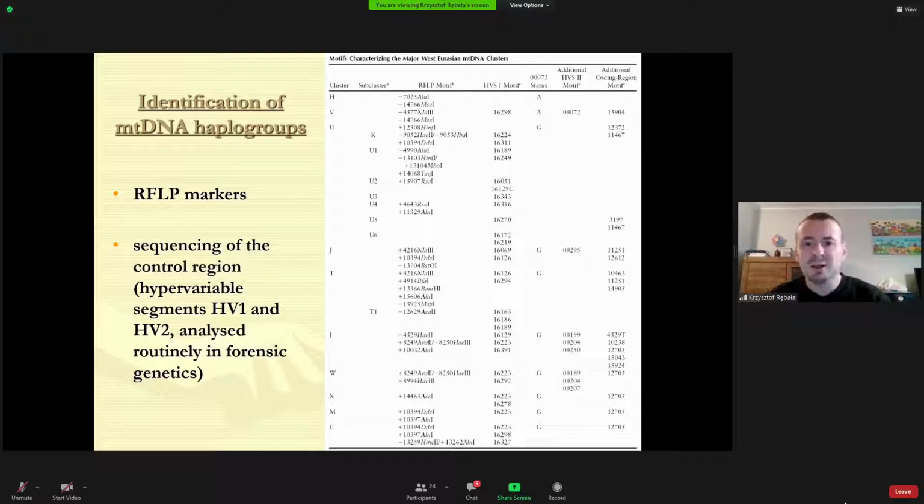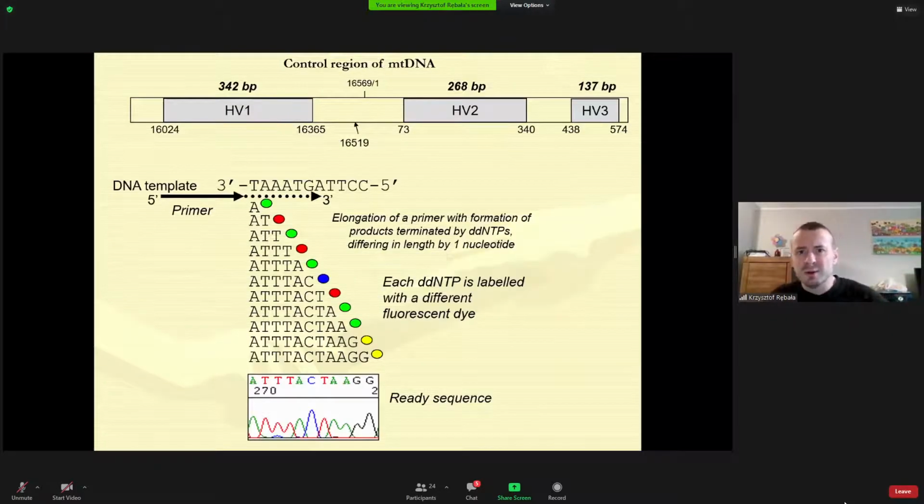The second way is actually an indirect way of predicting the mitochondrial DNA haplogroup, because the sequence of hypervariable region 1 or hypervariable region 2 does not indicate the haplogroup directly. This is only a prediction. We simply predict that this sequence is typical, for example, for haplogroup U or something like this. Okay, let us go further.